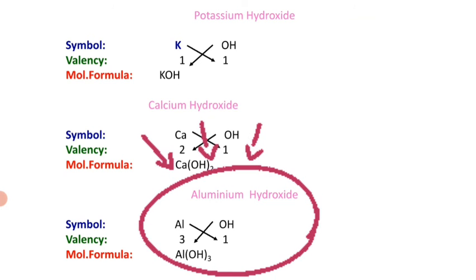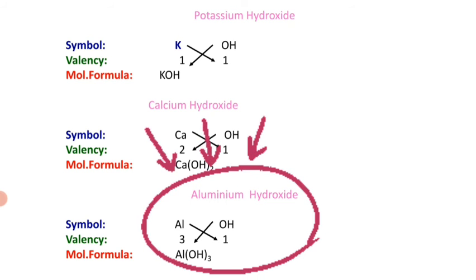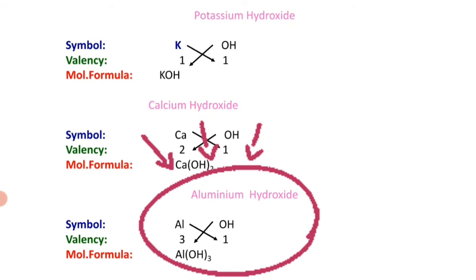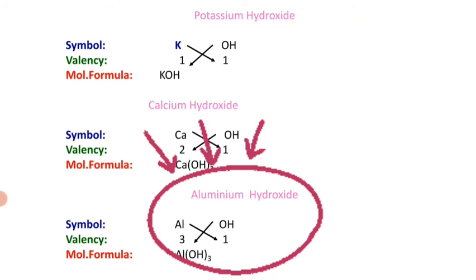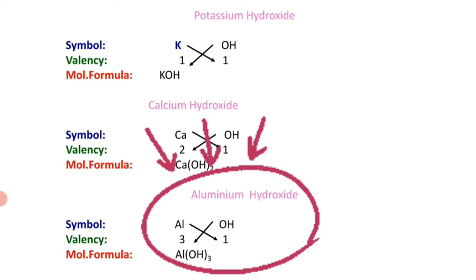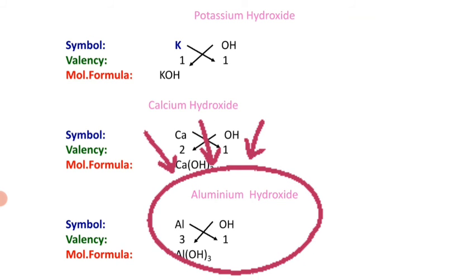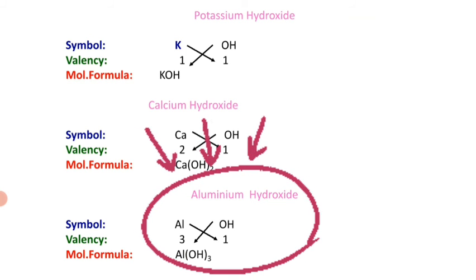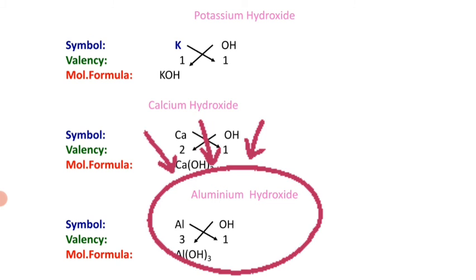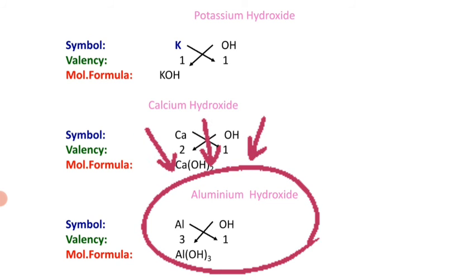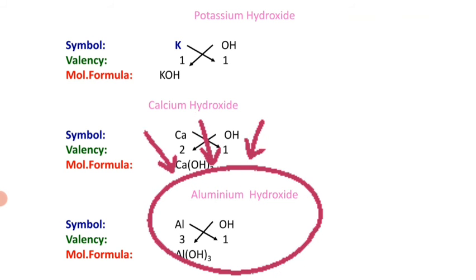Aluminium hydroxide. Symbol for aluminium is Al and symbol for hydroxide is OH. Valency of aluminium is 3 and valency of hydroxide is 1. When we cross multiply the valencies, aluminium will take the valency of hydroxide, that is 1, and hydroxide will take the valency of aluminium, that is 3. The final molecular formula will be Al(OH)3.